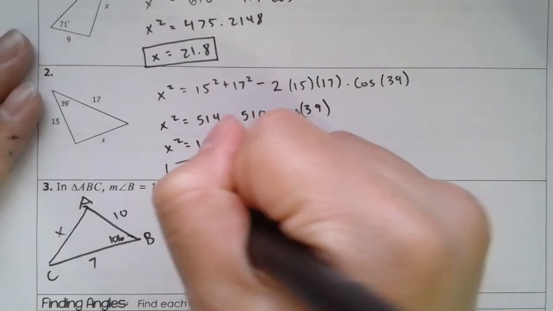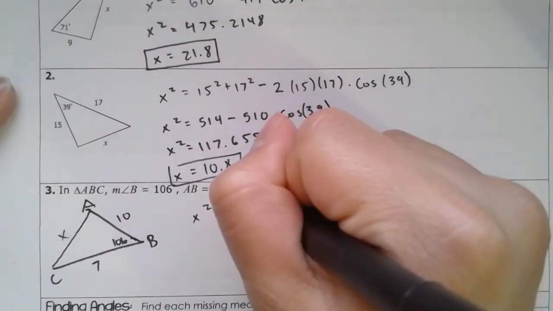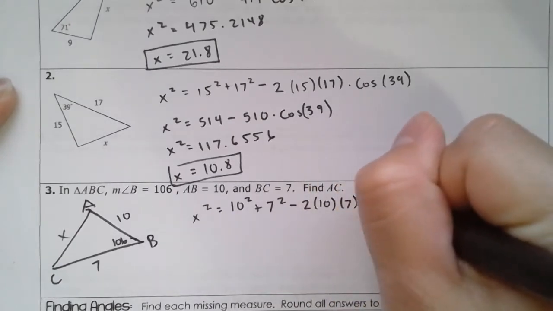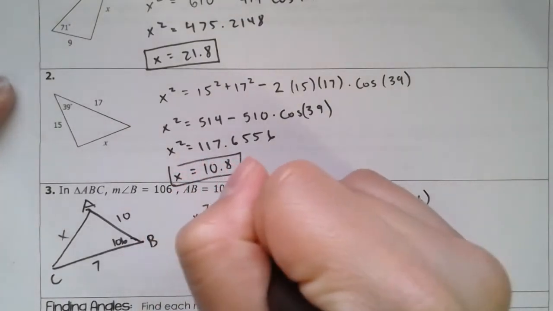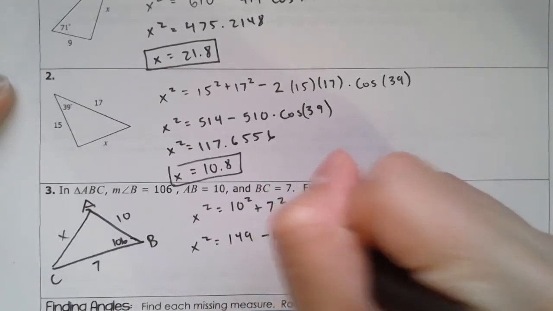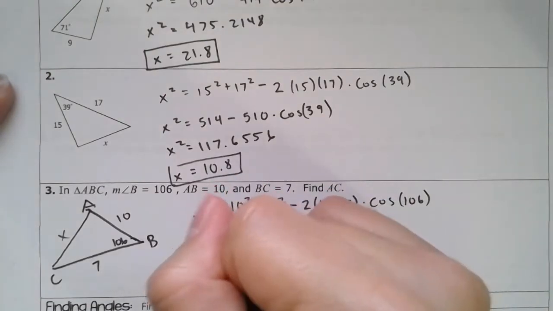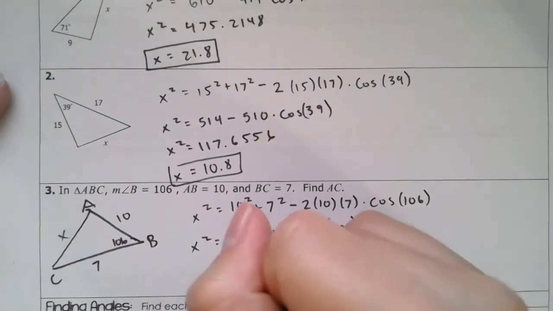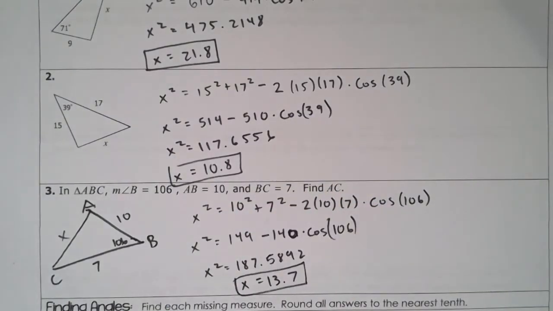So x squared is equal to 10 squared plus 7 squared minus 2 times 10 times 7 times cosine of 106. Compute this, you get x squared is equal to 149 minus 140 times cosine of 106, and then x squared is equal to 187.5892, and then take the square root. You're going to get that x is equal to 13.7, and that's it for this one.